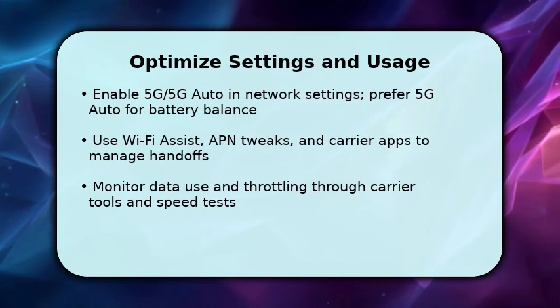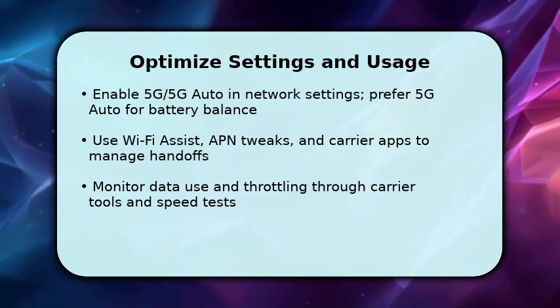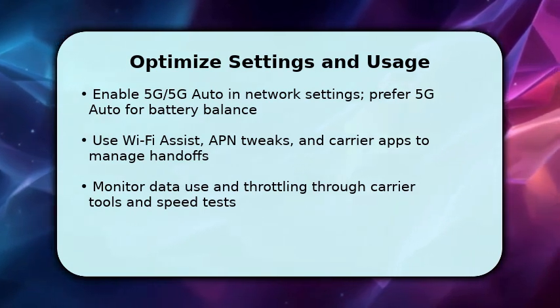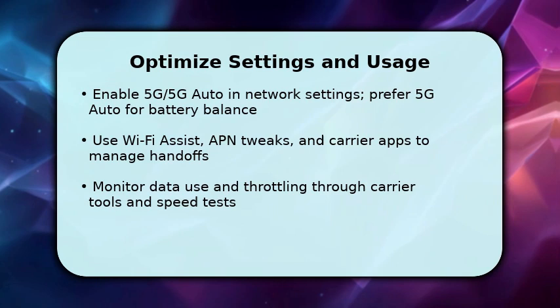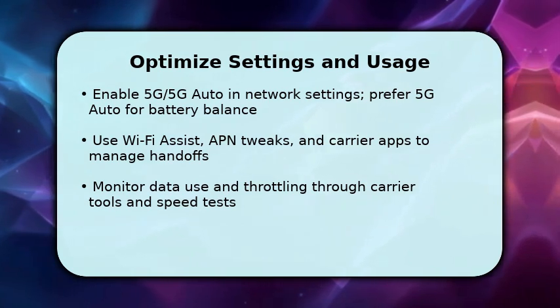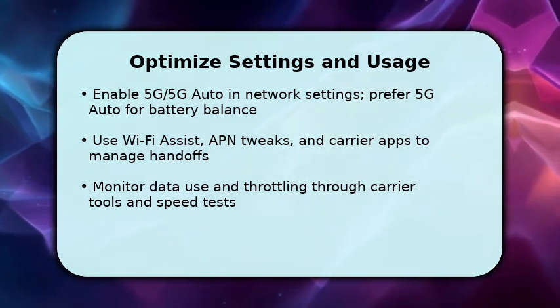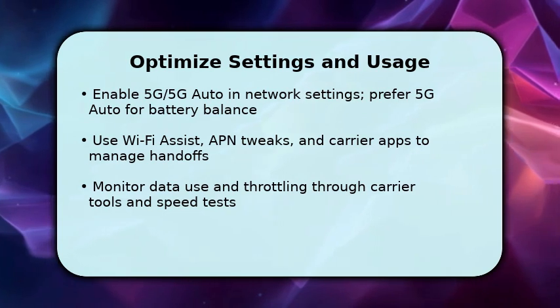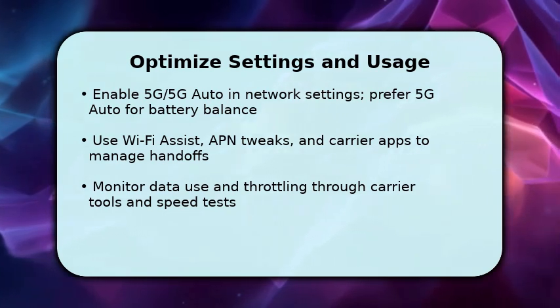You now optimize how your phone uses 5G for speed and efficiency. First, set network mode to 5G auto so the device shifts between 5G and LTE based on signal and battery. This preserves power while keeping top speed when needed.